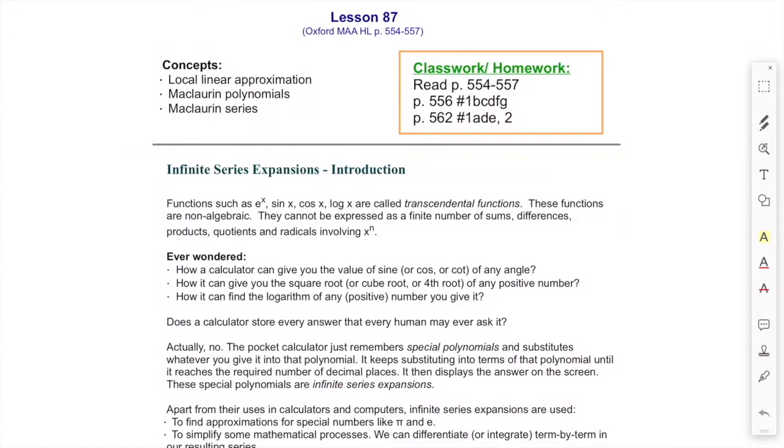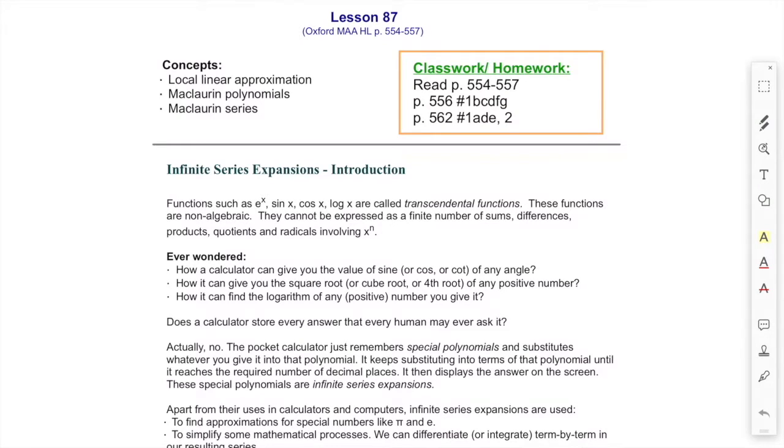Welcome to lesson 87. Starting in this lesson, we're going to look at something called Maclaurin polynomial and Maclaurin series and how they relate to functions that are known as transcendental functions. So you can take some time to read the paragraph here by pausing the video.